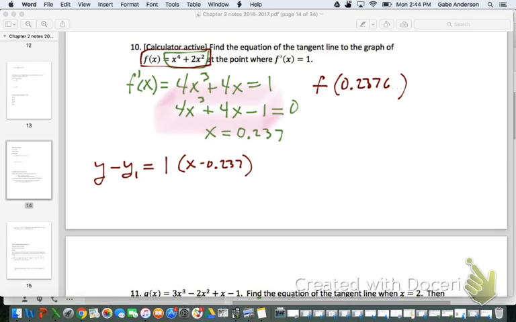Did you guys come up with a y value? 0.115. Do you agree with that? Yes? Okay, awesome. So y1 is 0.115. Again, the calculator was active, so hopefully that made some of these crazy decimals a little less crazy.